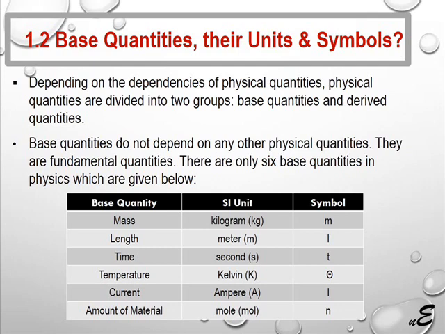As standard symbols, small m is used for mass, small l is used for length, small t is used for time, theta is used for temperature, uppercase I is used for current, and small n is used for amount of material.